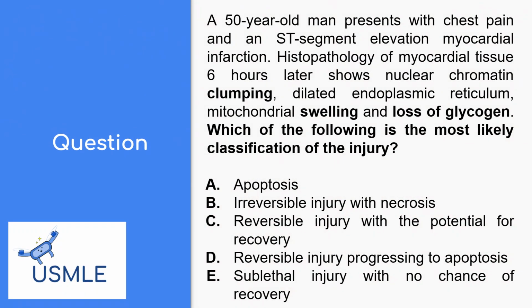Coming back to today's question, here we can see all the relevant changes found in reversible cell injury. The findings of nuclear chromatin clumping, dilated endoplasmic reticulum, mitochondrial swelling, and loss of glycogen are characteristic of reversible injury. These changes suggest that the cell is under stress but has not yet reached the point of irreversible damage. If the ischemia is corrected, the cells can recover. So the correct answer is C.